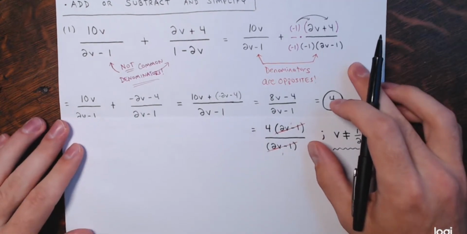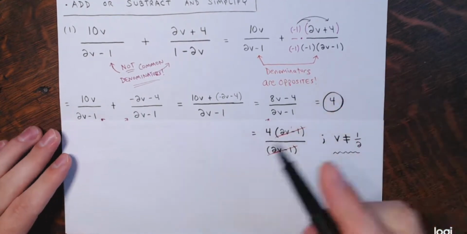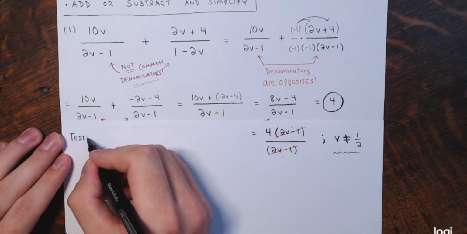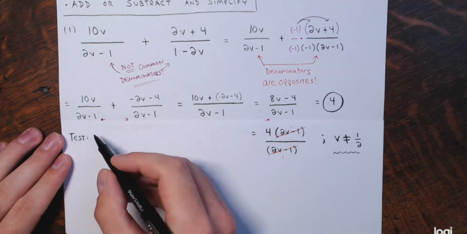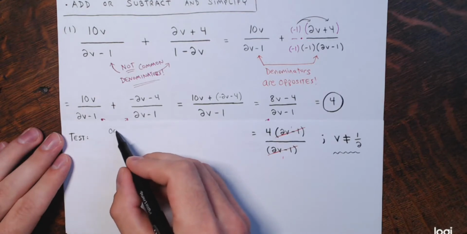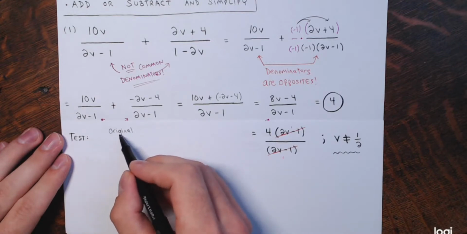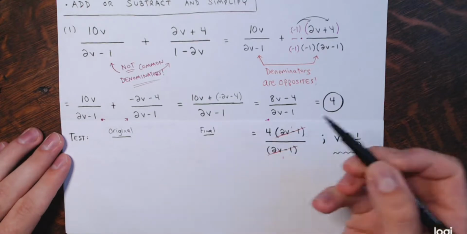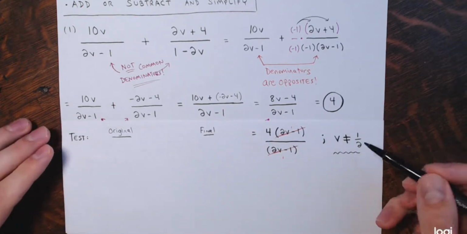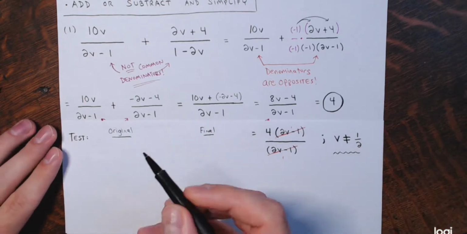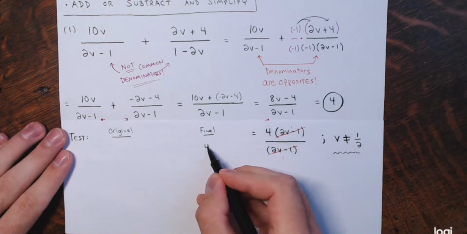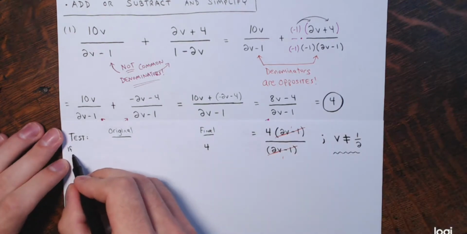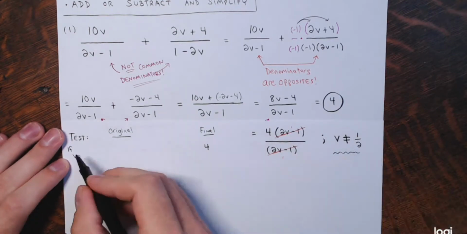Now I'm only going to do this for this first example. But if you want to test this, see if this is actually happening, let's take the original expression, and the value of the final expression and see if they're the same for any choice of v. Again, as long as v is not a half. Now the final expression always has a value of 4. So how about if v were, again, anything but a half? How about if v were 0?